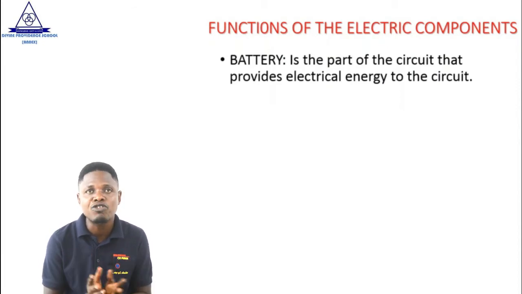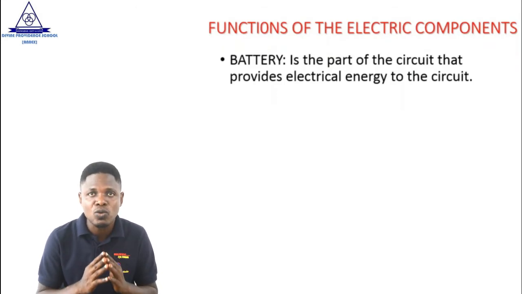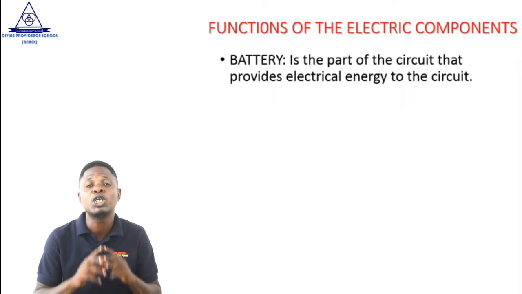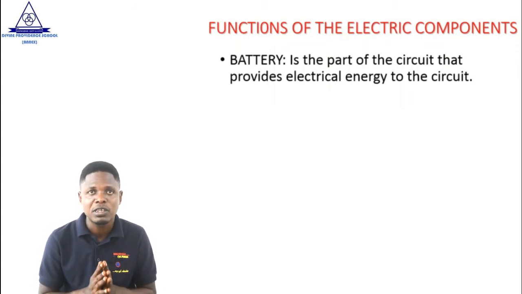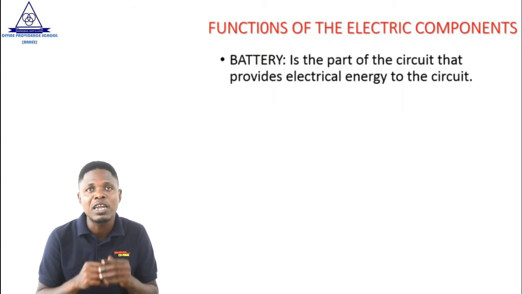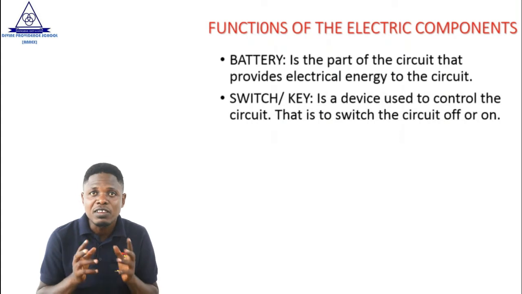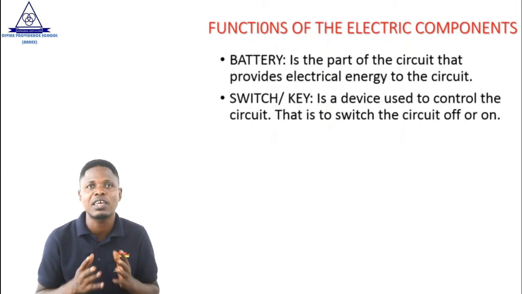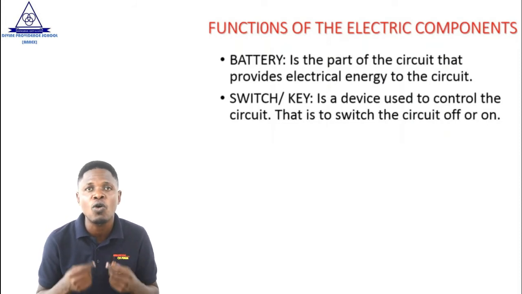So without the battery, there wouldn't be light. So the battery provides energy to the electric circuit. Now I show you a beautiful circuit. You all saw it. Now this is the use of the battery. Let's look at the next one. Switch or the key is a device used to control the circuit, that is to switch the circuit off or on. Say that again, off or on.